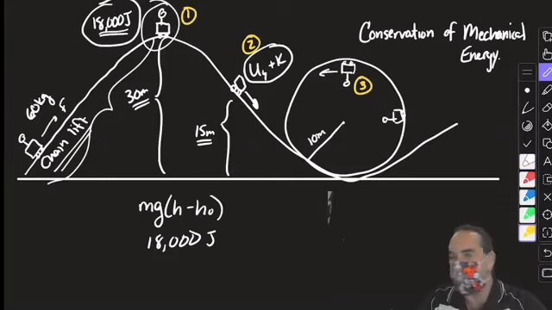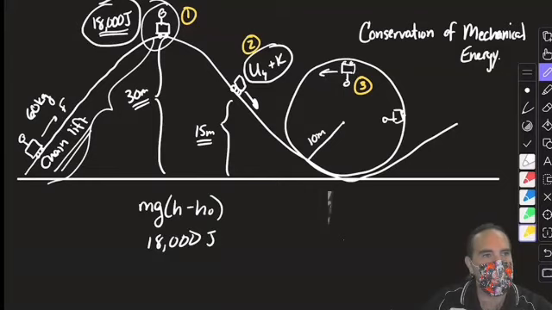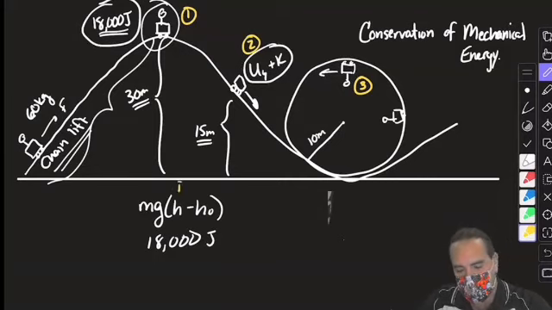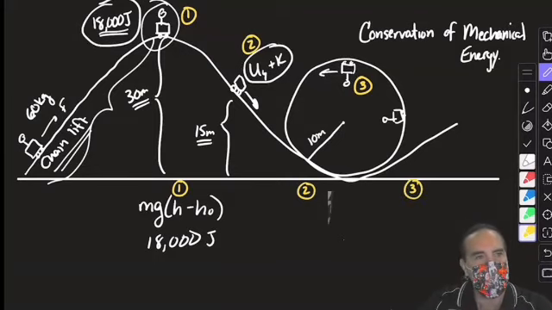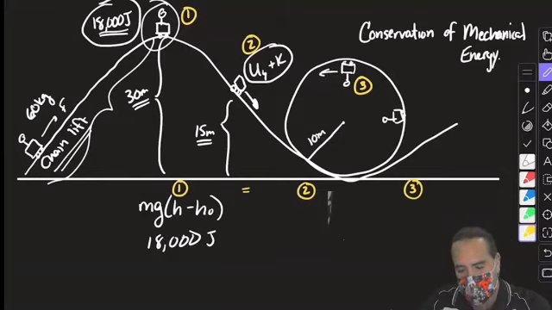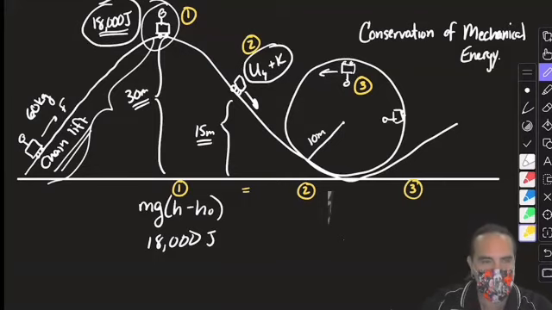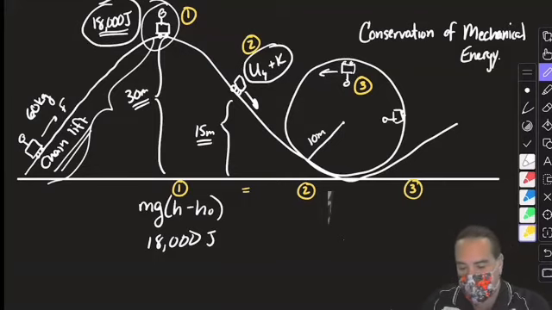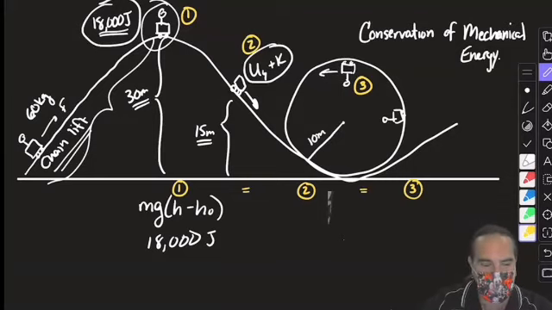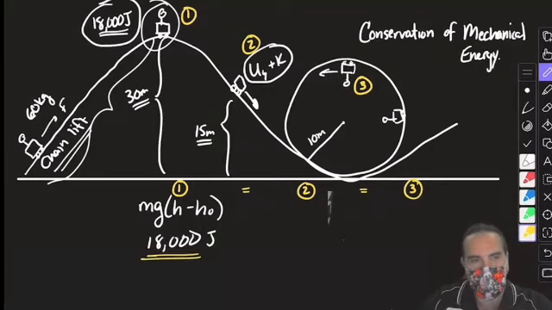I'm considering 3 separate states of the problem. If no energy is removed from the system, the energy at one state has to be equal to the energy at every other state. Which means I can set the energy at state 1 equal to the energy at state 2. I can set the energy at state 2 equal to the energy at state 3. I know how much energy I have at state 1, so I know the amount of energy I'm going to have at state 2 and state 3.